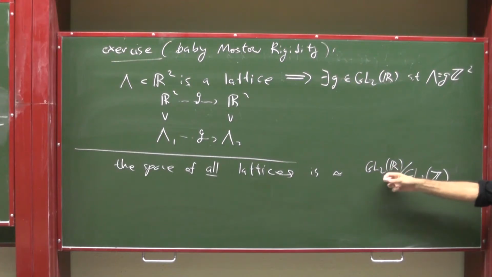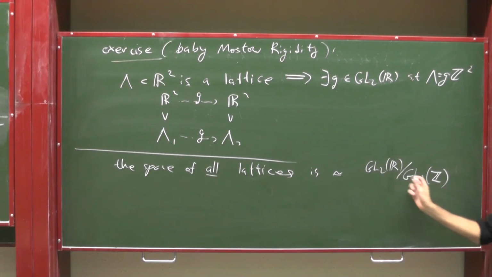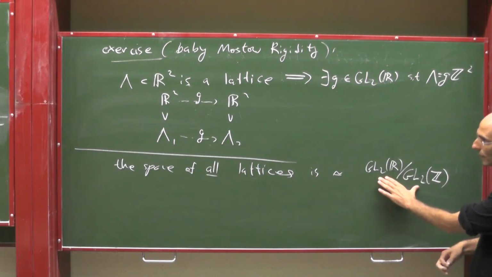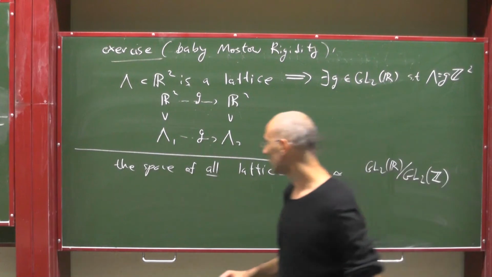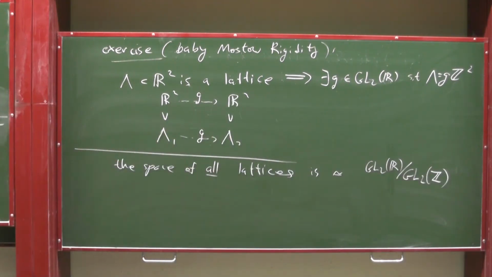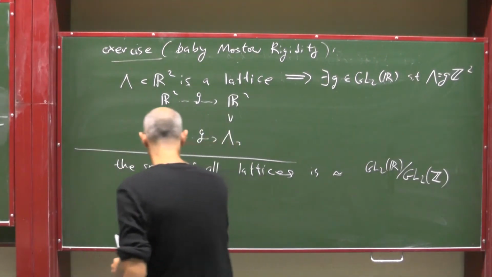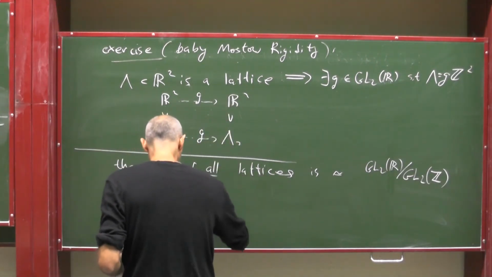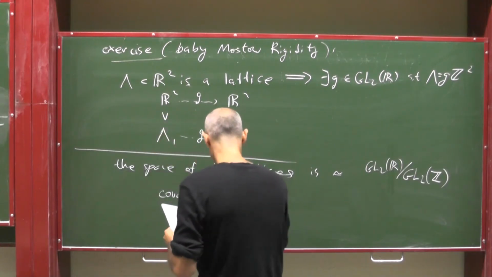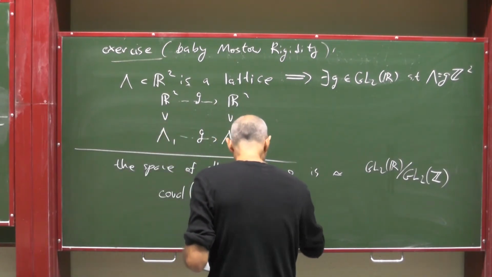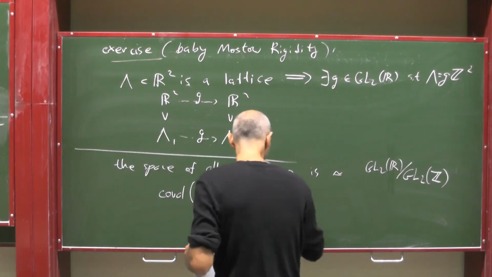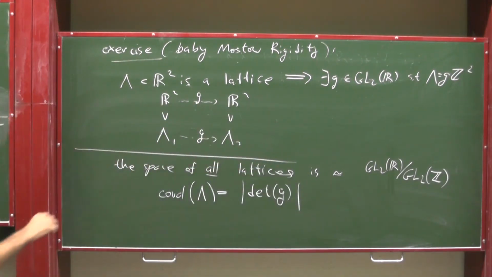This is not almost SL2R. The index here is R star. The quotient of the indices is the positive real. Right? So there should be some invariant here. And this invariant is the covolume of the lattice. This is the determinant of that G that appears there, it is the covolume of the lattice.